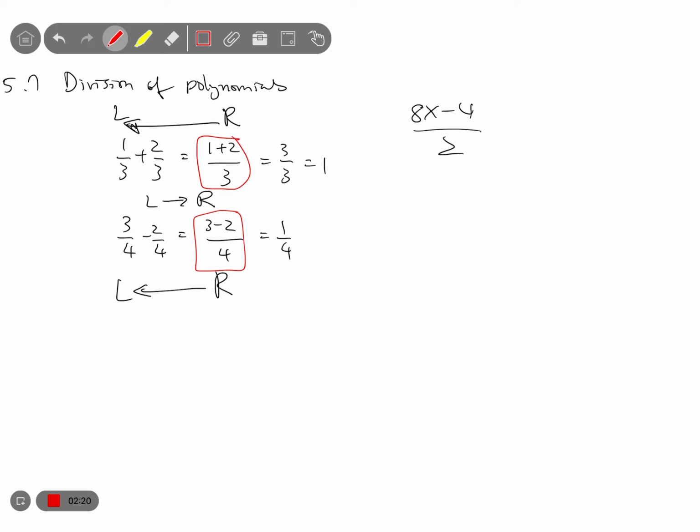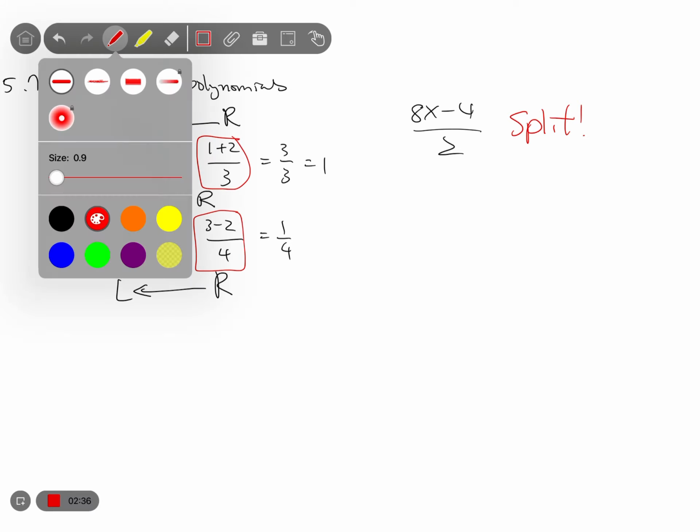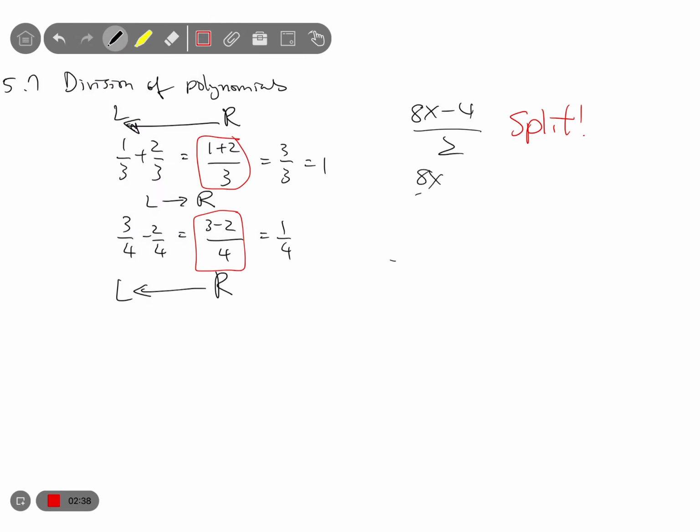So what we're going to do is split. When we go from left to right in our example, we take two fractions and combine them into a single fraction. But in this case, we're actually going to split it up. So we end up having 8x/2 minus 4/2, and then we're going to reduce the fractions. 8x/2 is 4x, minus 4/2 is 2, and from here we're done.